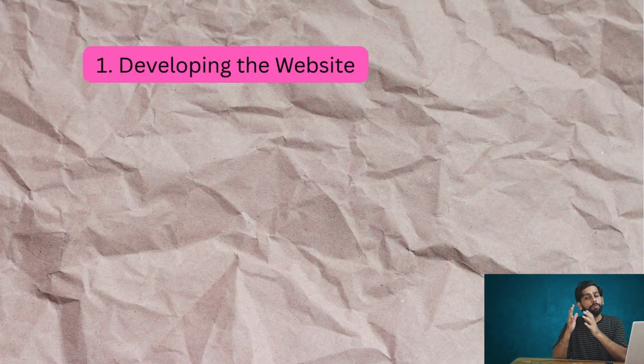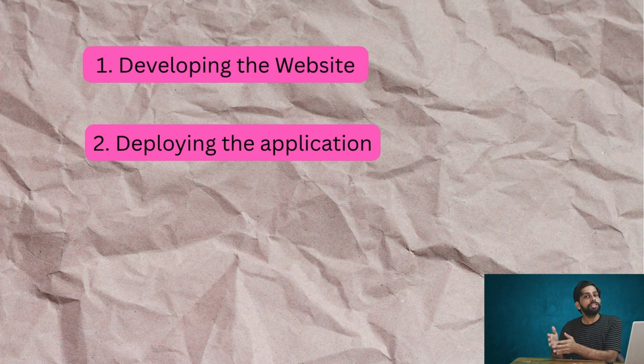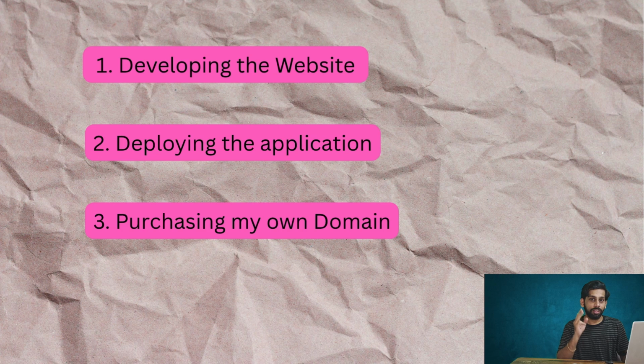To do this, I needed to do just four things. The first thing is developing the website itself, the code which is behind this website. The second thing is deploying the application, which we will be talking about. The third thing is purchasing my own domain. The domain is my address on the internet, and I was able to purchase it very quickly and easily. That's what we are going to talk about.